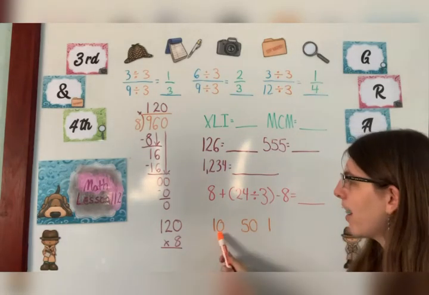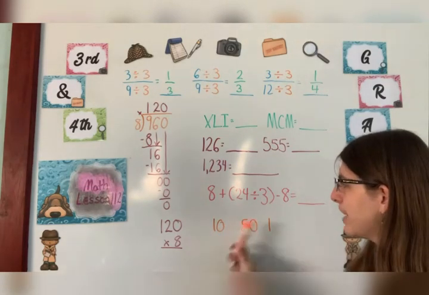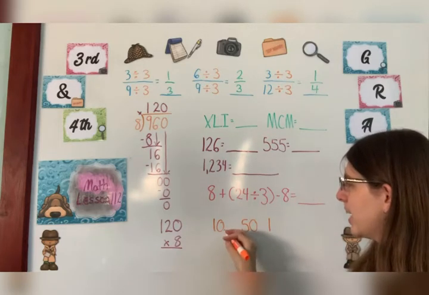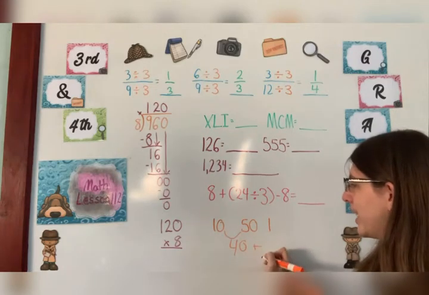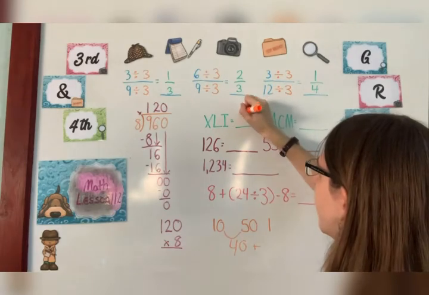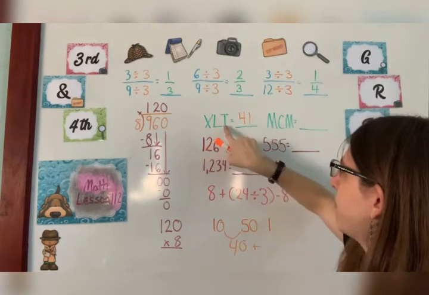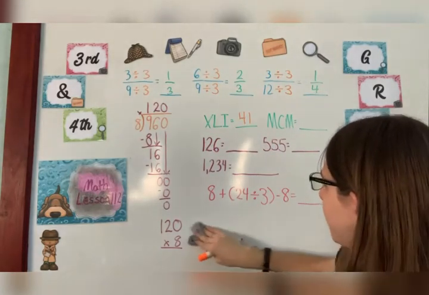Okay, so here I have a smaller number in front of a bigger number. So that means I need to subtract 50 minus 10. Well, I know that that answer is 40. Now I have 1 here, so I need to add 40 plus 1. So this equals 41, because XL is 40 plus 1 is 41. All right, let's try the next one.